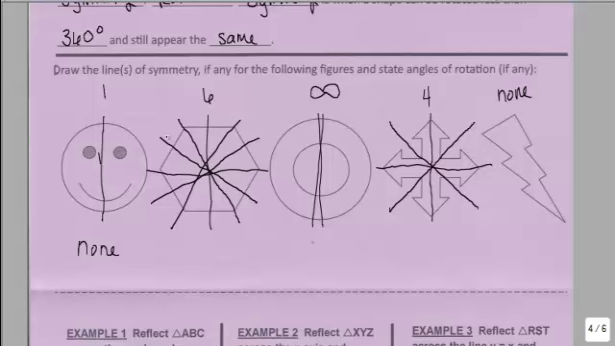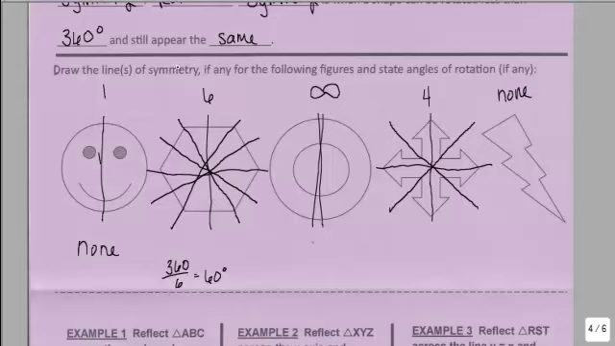On this one, if you turn it, you will find that you can turn it up to 6 times and make it look exactly the same. That's because you see all these little points? There are 6 points because this is a hexagon. So what you do is you do 360 divided by 6, which tells me that you can turn it every 60 degrees and get the exact same picture again.